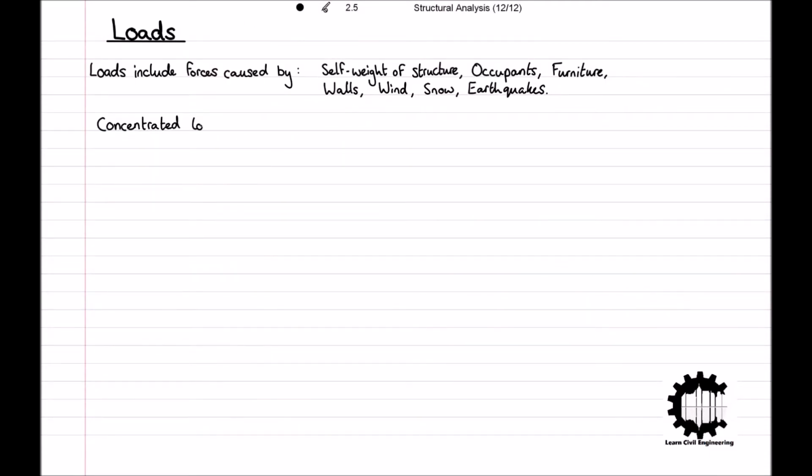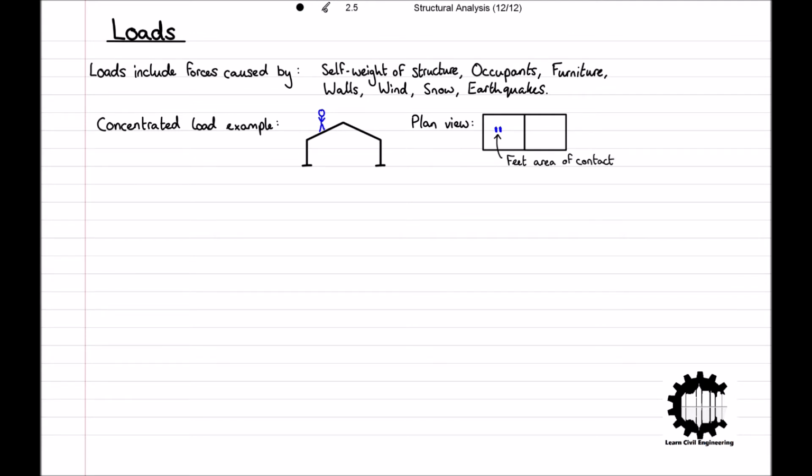An example of a concentrated load is a person standing on a roof. Although the person's feet still have an area in contact with the roof, the area of contact is negligible compared to the area of the roof, and therefore we can say that the feet have negligible dimensions but significant mass, and just for this example, let's say the person weighs 0.7 kilonewtons. The result is a concentrated load being applied to the roof where the person is standing.